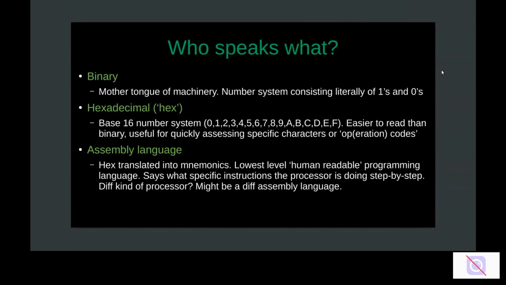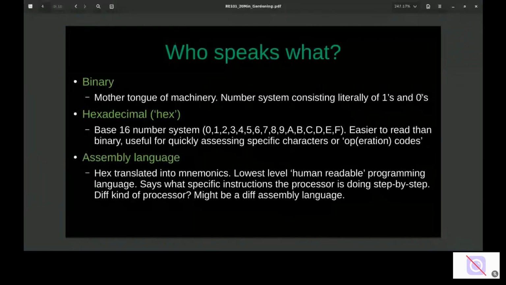That's a base 16 number system that goes 0 through 9 like you're used to, but then also A, B, C, D, E, F. It's easier to read than binary. It's useful for quickly looking at specific characters or opcodes. A lot of times you'll see it as a 2-digit hexadecimal number. So you might have like 1F or FF or even 12. 10 in hex is actually not 10 in binary.